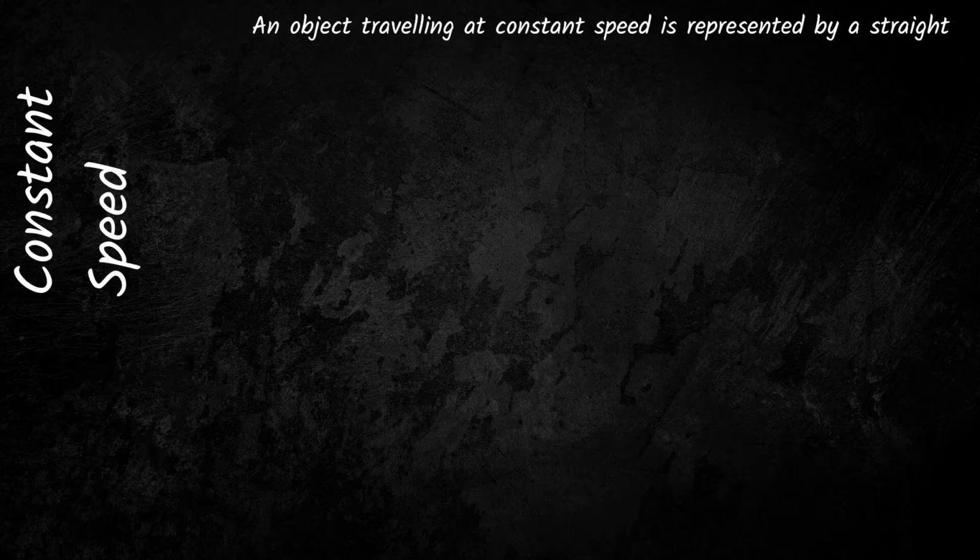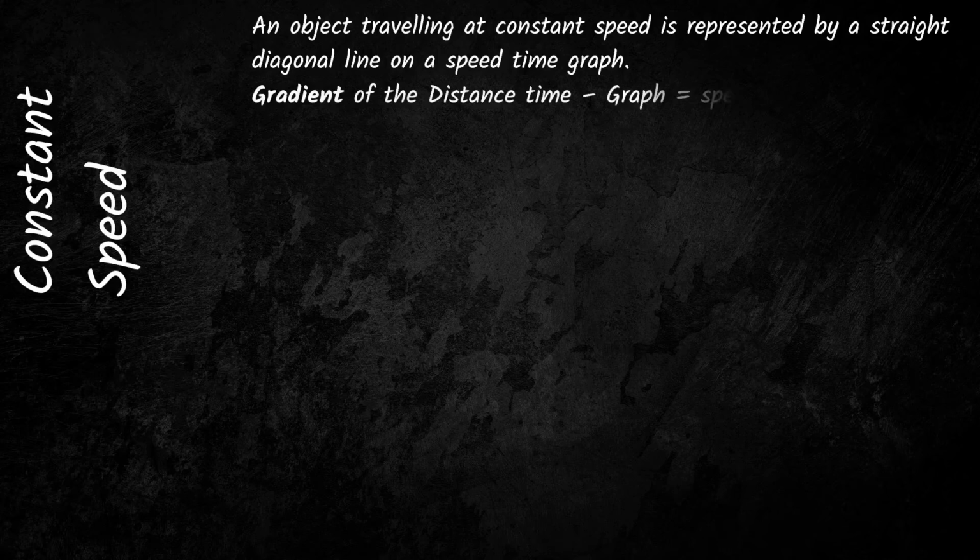Now, an object moving at constant speed or velocity is represented by a straight diagonal line. Before, an object at rest was a straight horizontal line. This time around, it's a straight diagonal line. One very important thing to note is that the gradient of a distance time graph represents the speed of an object. So you can find the gradient to find the speed of an object at a particular point during the journey.